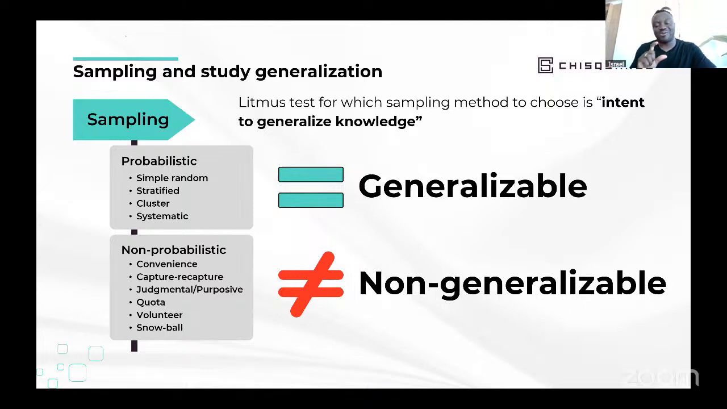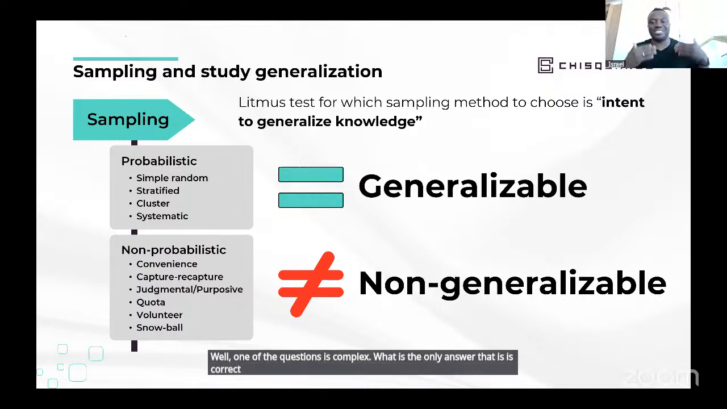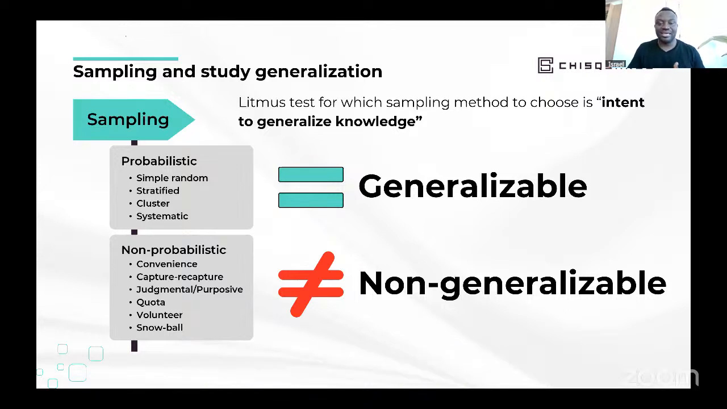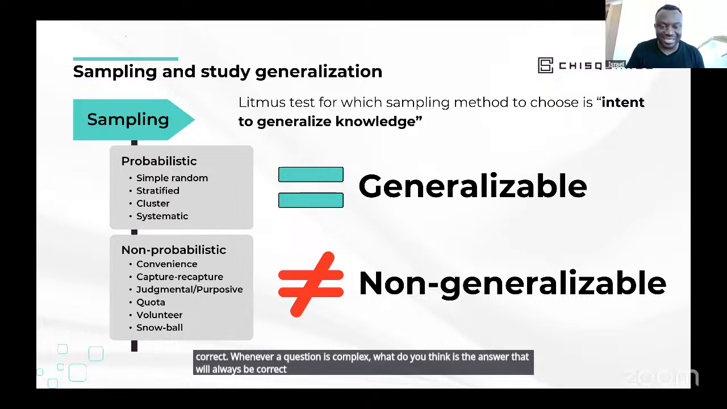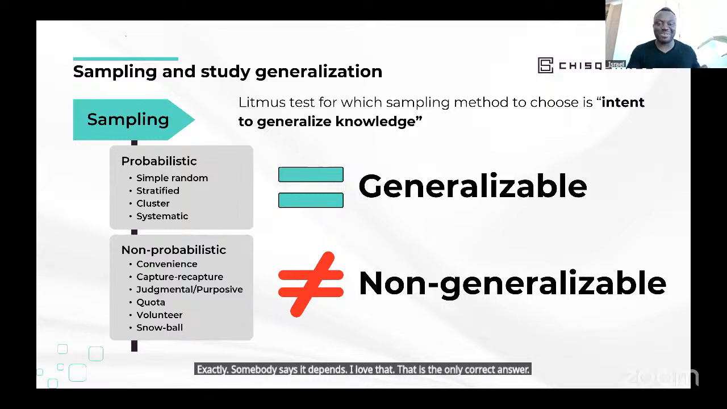Well, whenever the question is complex, what is the only answer that is correct? Whenever a question is complex, what do you think is the answer that will always be correct? Exactly. Somebody says it depends. I love that. That is the only correct answer. You have to understand the nuance in there, right?